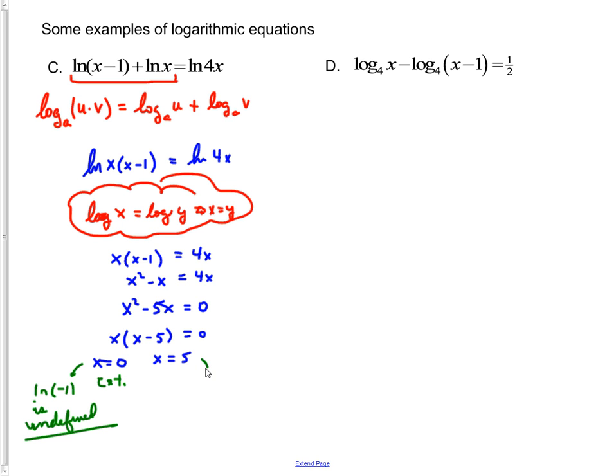Now, on the other hand, if we try it with x equals 5, it should work because we're going to be taking the natural log of 5 minus 1, adding to it the natural log of 5, and that should be equal to the natural log of 4 times 5. Well, yeah, it is. That's true, right? That's what our multiplication property says. And so we have a good solution right here in x equals 5.